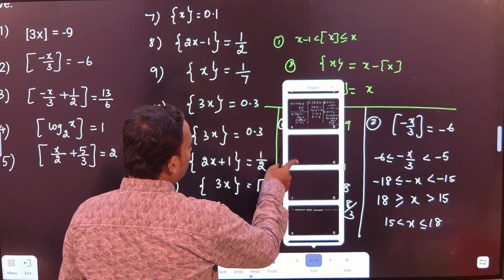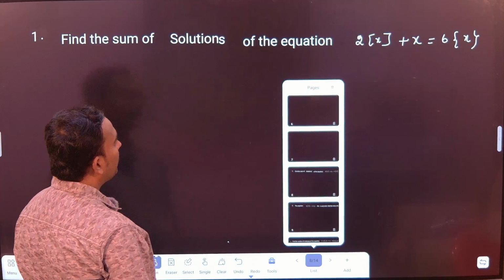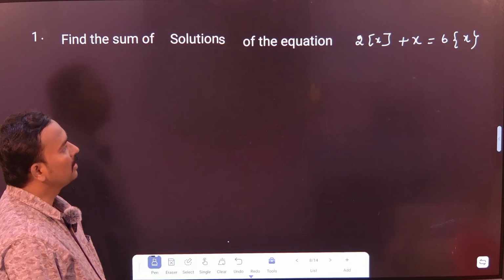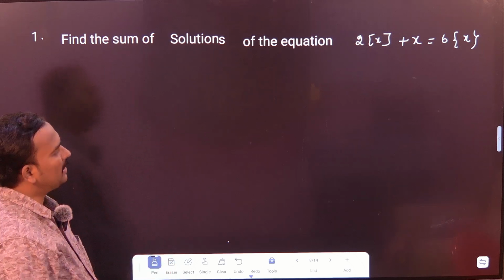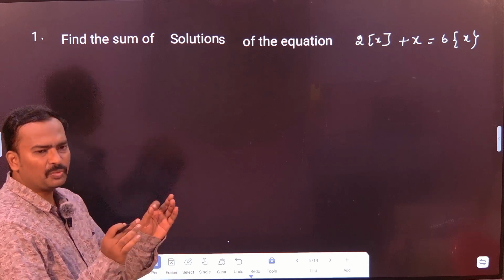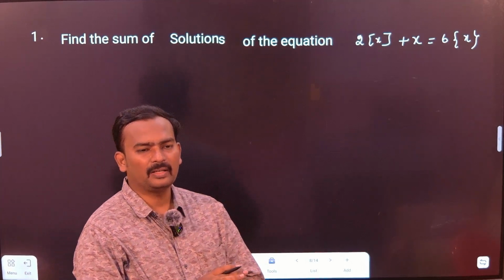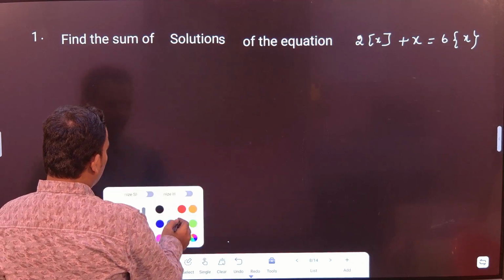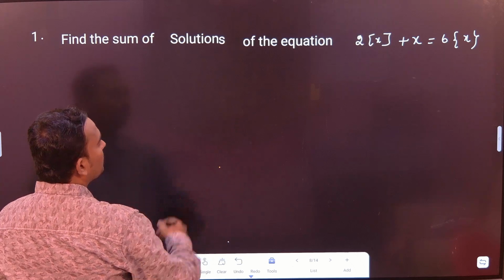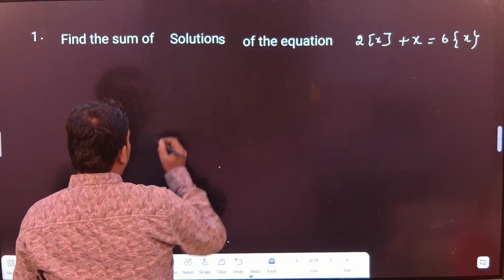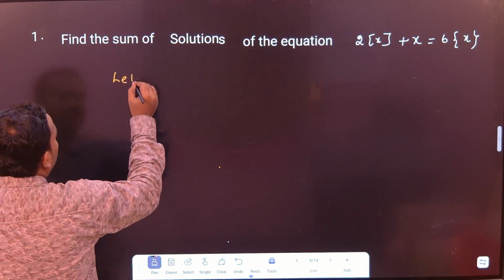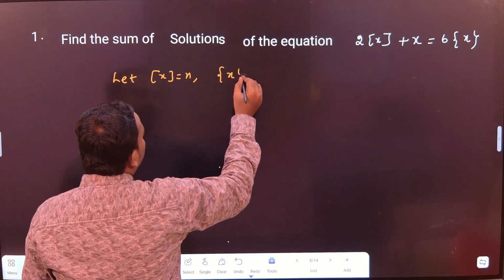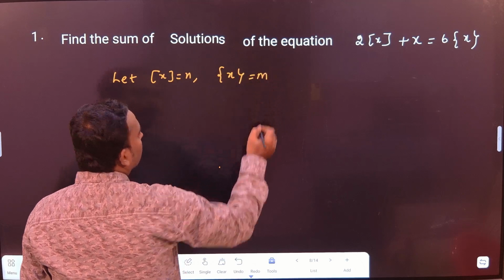Okay, so let me take the first question here. 2 times the greatest integer function of x plus x is equal to 6 times the fractional part function. I'll teach you a very interesting method. Easily you can solve it algebraically and graphically also. So first I will teach you the algebraic way. First let the greatest integer function be n, and the fractional part function be m.